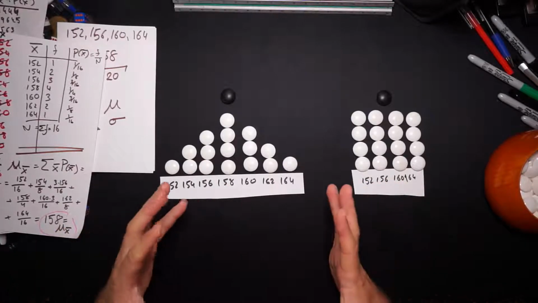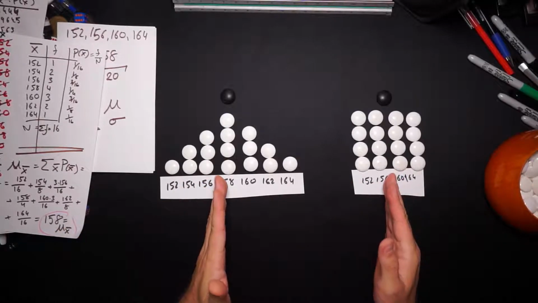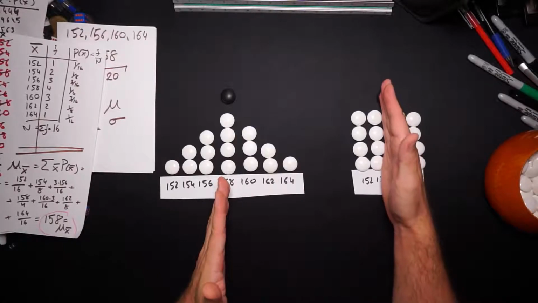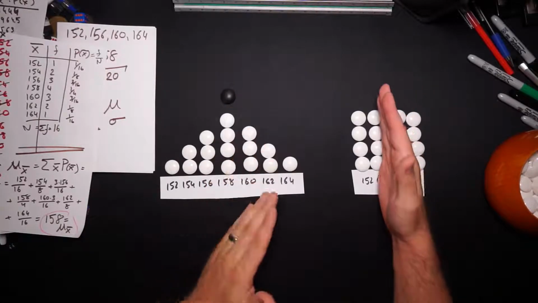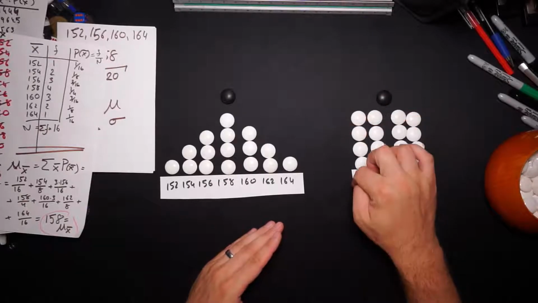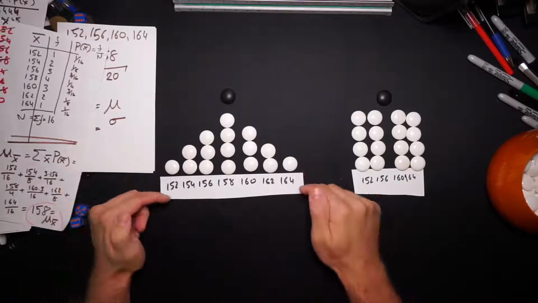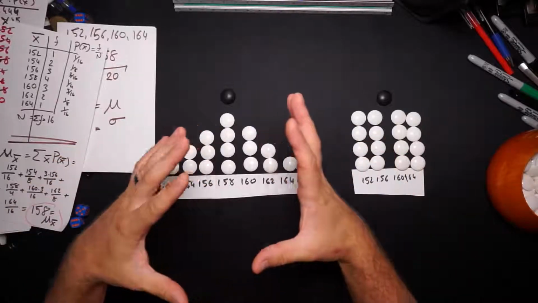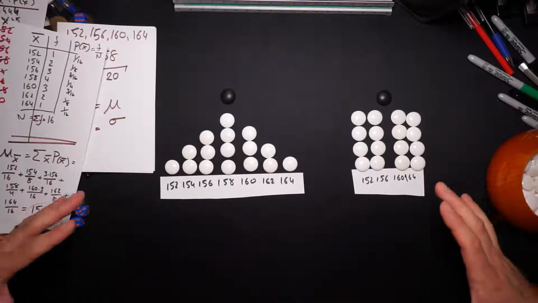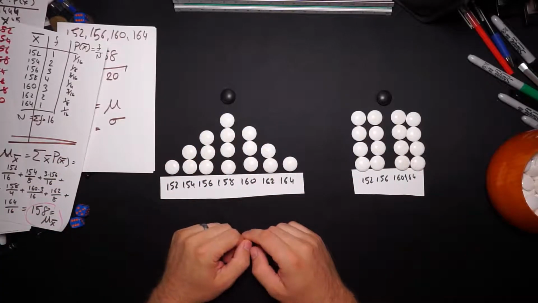But how it aggregates around that center is very different. Here it's half and half, right? But the outside is heavier here and lighter here because it's all getting together. And the bigger sample you get, the more aggregated it is towards the center.